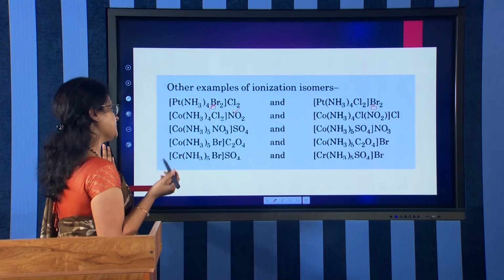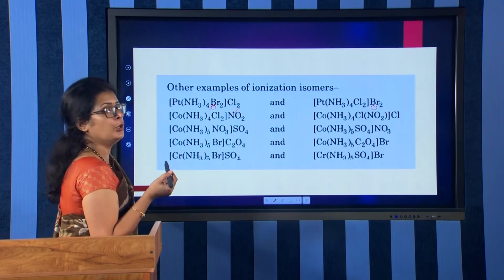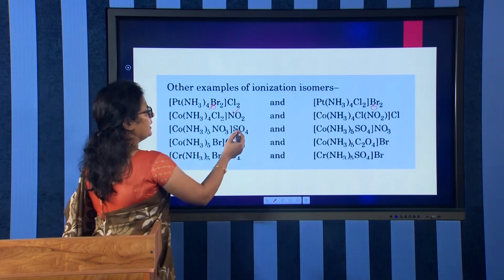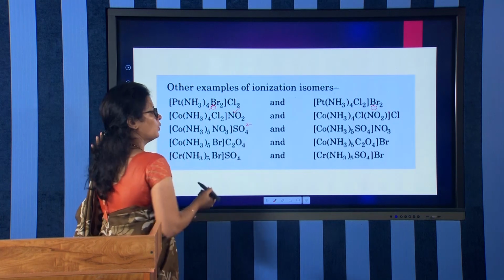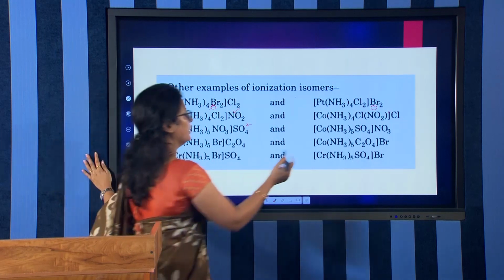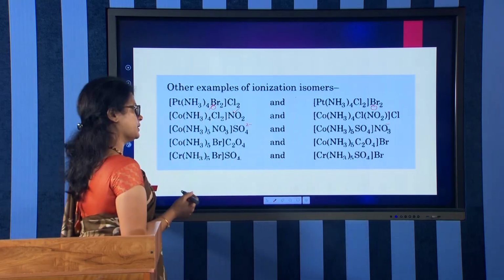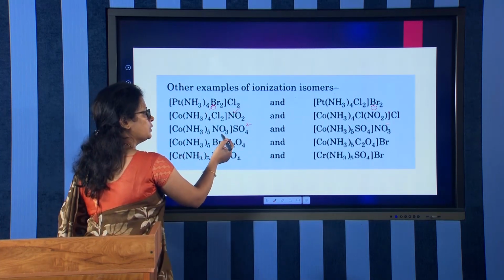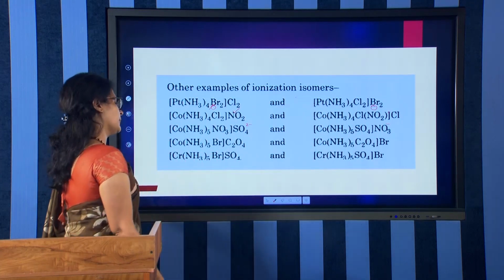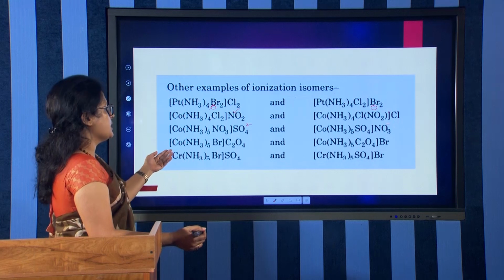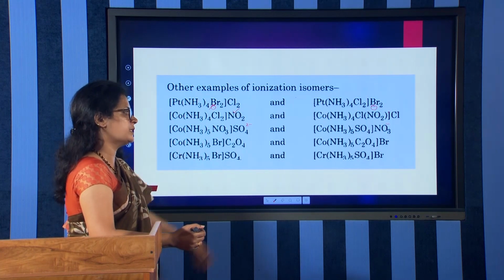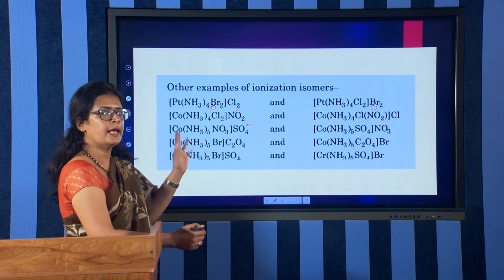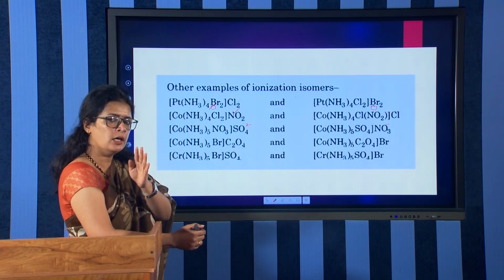And the third example, [Co(NH3)5NO3]SO4 and [Co(NH3)5SO4]NO3. The difference is that here sulphate SO4 2 minus ions are furnished or liberated, here NO3 minus ions are liberated. This SO4 is inside the coordination sphere in one, and this NO3 is outside the coordination sphere. And now, the fourth example is [Co(NH3)5Br]C2O4 and [Co(NH3)5C2O4]Br. Again the same idea, the ions are being exchanged between the coordination sphere and the counter ion.